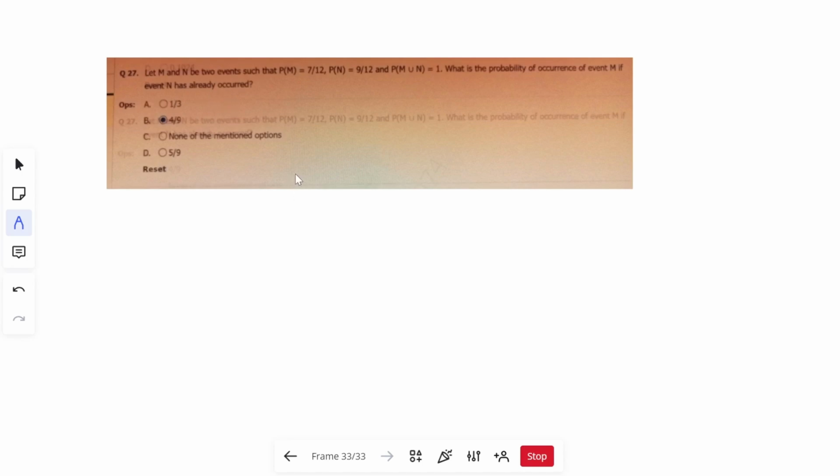Let's see how we will solve this question. We have a formula for conditional probability, that is this one: P of M and N divided by P of N. This is the formula that we have. We have to use this formula to solve the question.